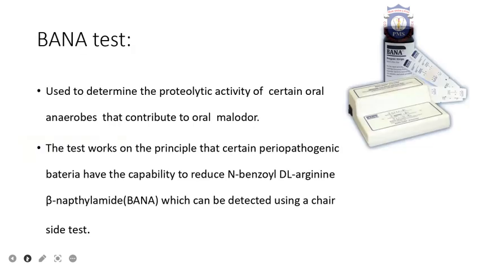The other test is the BANA test. It is a test that is used to determine the proteolytic activity of certain oral anaerobes that contribute to the oral malodor. This test works on the principle that certain periodontal pathogenic bacteria have the capability to hydrolyze N-benzoyl-DL-arginine-beta-naphthylamide, and this can be detected using a chairside test known as BANA.